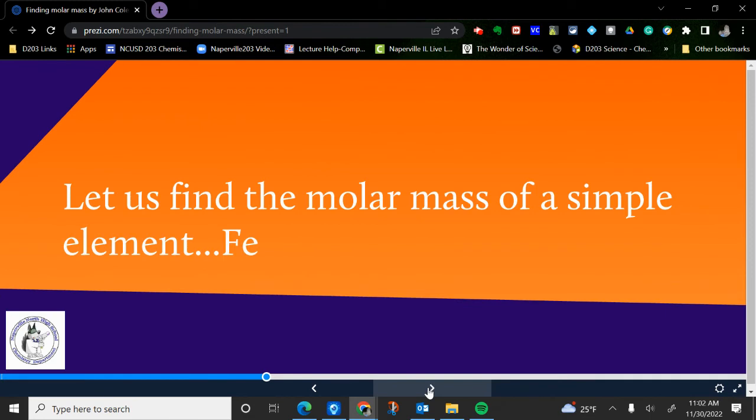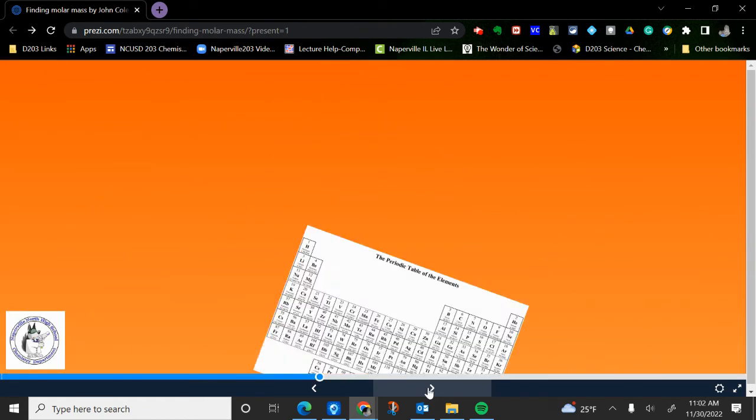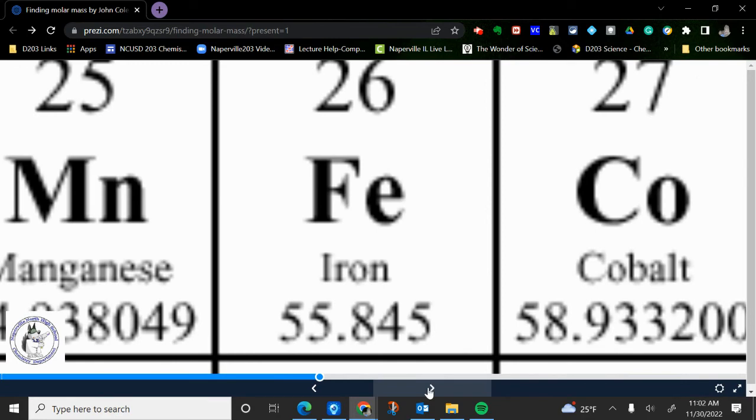So let's go find one of a simple element. I'm looking for iron. Iron is number 26 on the periodic table. So I go to my handy dandy periodic table, and I see that iron has a mass of 55.845. Everybody with me on this so far?